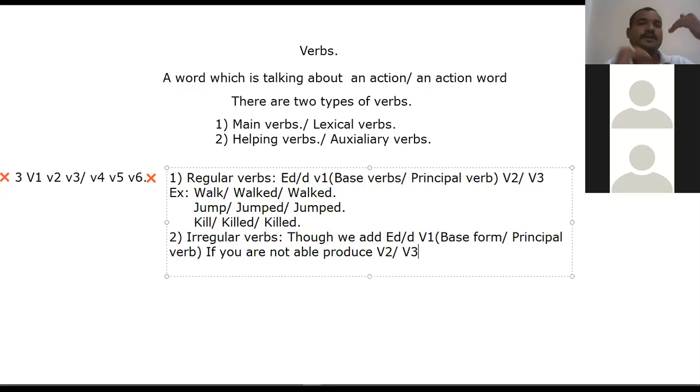right? So what is a regular verb? If you add d or ed to the base verb or principal verb, nothing but V1, and you are able to produce V2 and V3 forms, that is nothing but a regular verb. An irregular verb is one where, though we add d or ed to the base verb, you are not able to produce V2 and V3 forms. Simply we can say three different verb forms. Whatever verbs have three different verb forms are known as irregular verbs. Example.